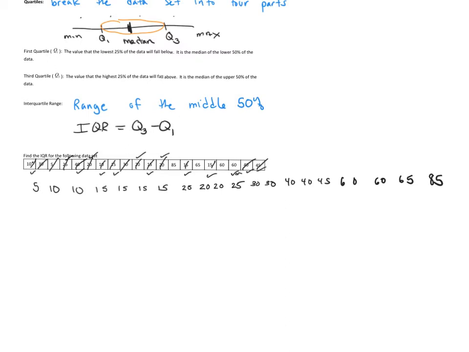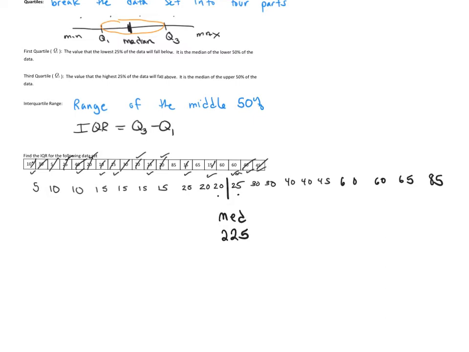So the median, the middle, would be in between 10 each. So if I go 1, 2, 3, 4, 5, 6, 7, 8, 9, 10, this is my 10th data piece here, and this is my 11th data piece here. So our median is going to be in the middle. In between 20 and 25 is going to be 22.5, so that's the median.